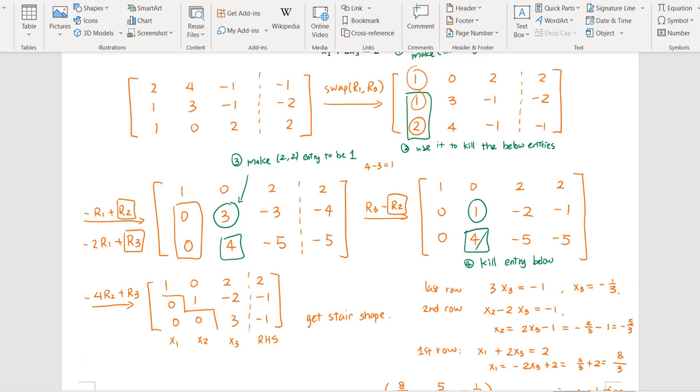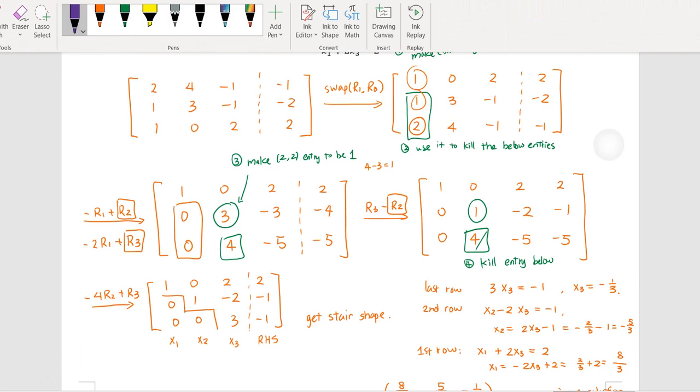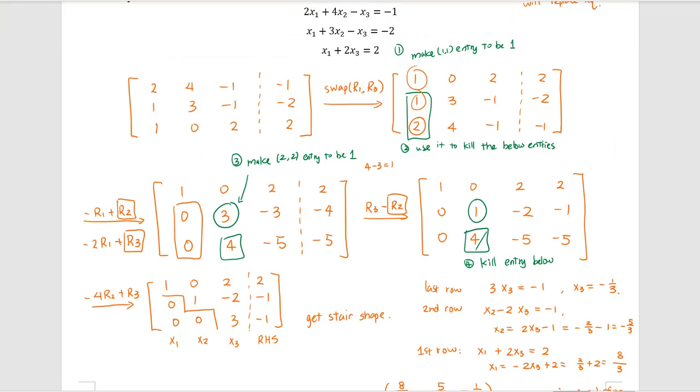Alright, so a couple of remarks here. First of all, remember the steps. The first step, we want to make the 1-1 entry to be 1, and then we want to use it to clear the entries below it. After that, the next step, we want to make the 2-2 entry to be 1, and then use it to clear the entry below it. And don't touch the first row in the steps. So don't touch the first row.